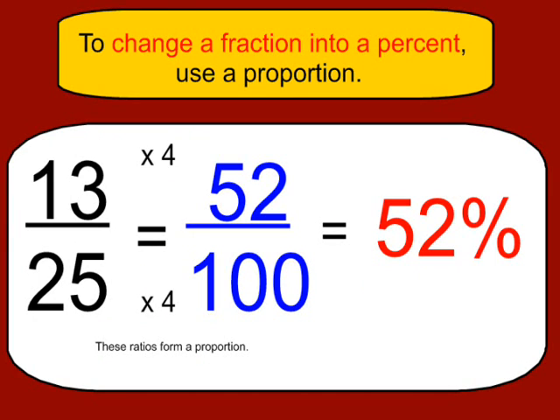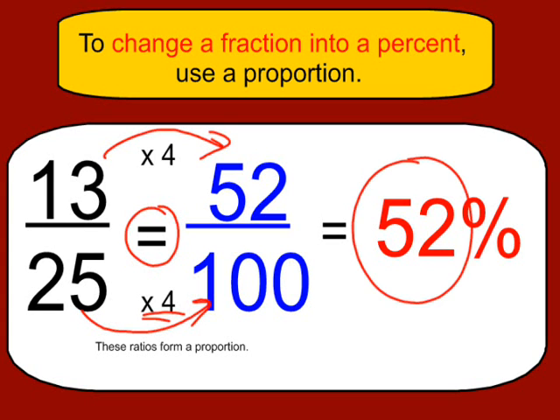To change a fraction into a percent, you can use a proportion. So if you were asked to change 13/25 into a percent, this would be really easy to find an equivalent ratio for 13/25. We could simply multiply the denominator by 4 to get 100, multiply the numerator by 4 to get 52. So 13/25 would be 52%.